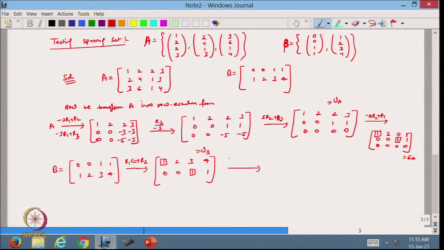So, I will make this element 0. I will apply minus 3 R 2 and add to R 1. So, it will be 0 0 1 1 and that will be 1 2. So, I am taking minus 3 plus 3, that will be 0, and minus 3 plus 4, so it will be 1. So, this is my EB.